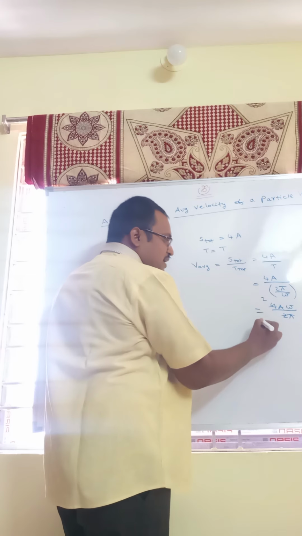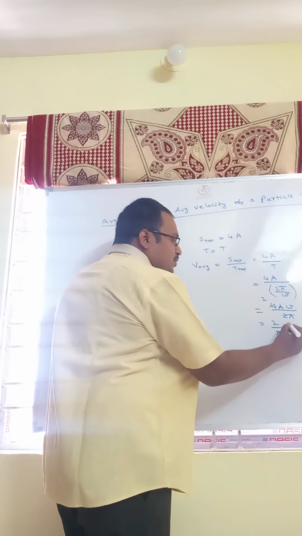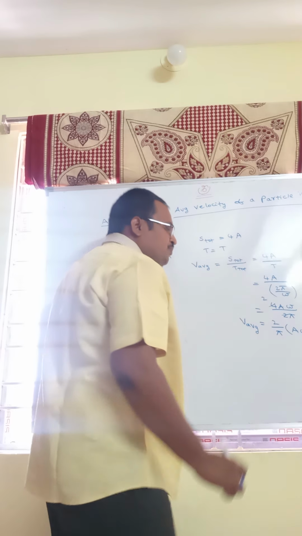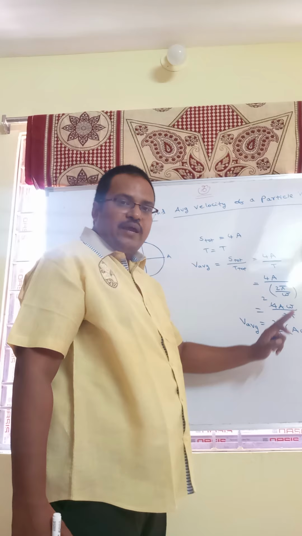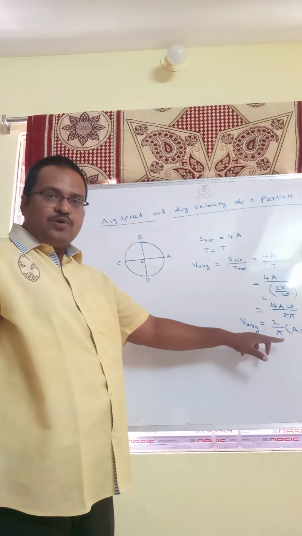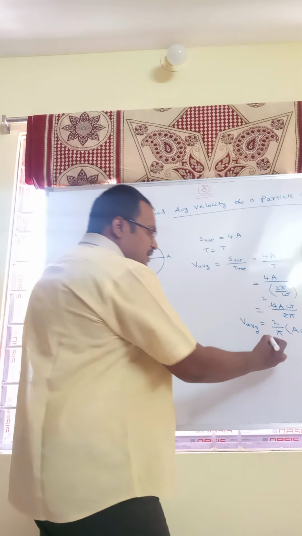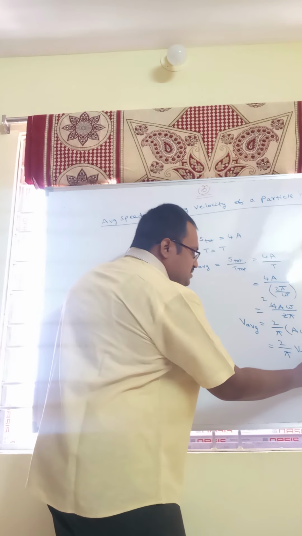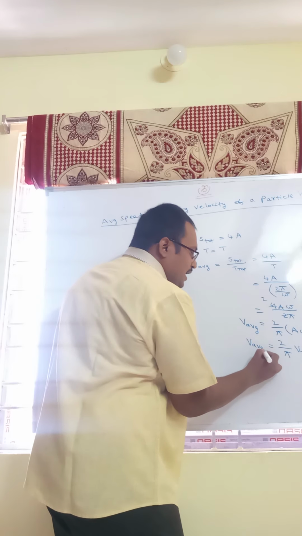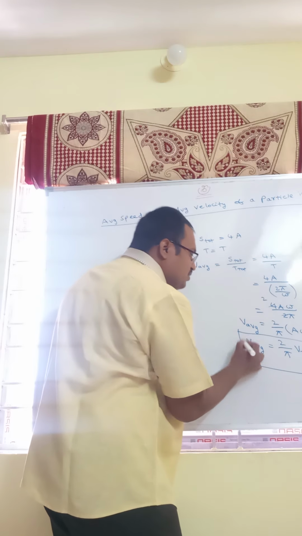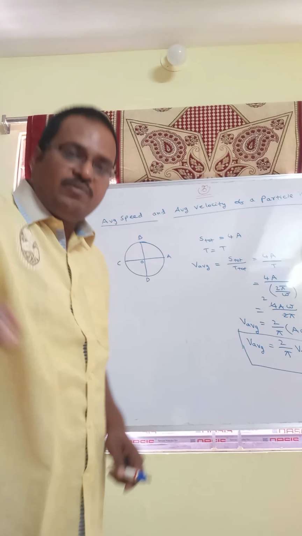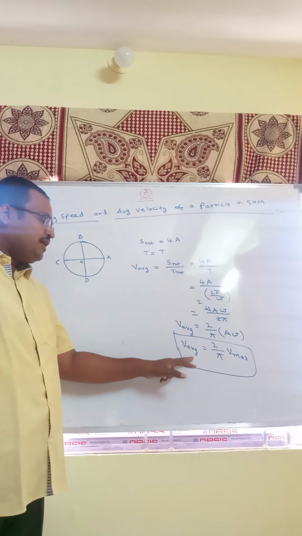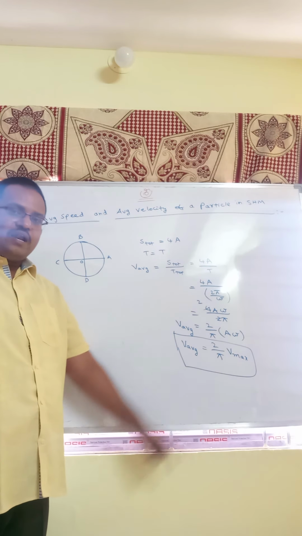The 2 and 2 cancel. So remaining is 2 by pi into a omega. So V average is equal to 2 by pi into a omega. See here, a omega is nothing but maximum speed, V max. So V average is equal to 2 by pi into V max. So this is the relation between average speed and maximum velocity.